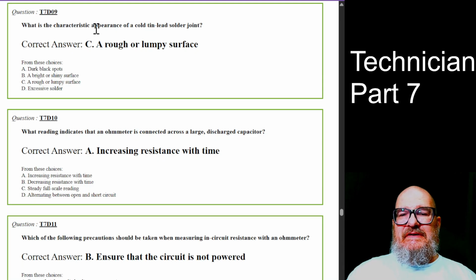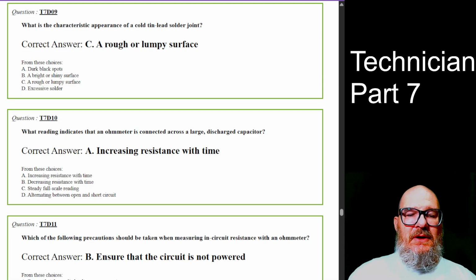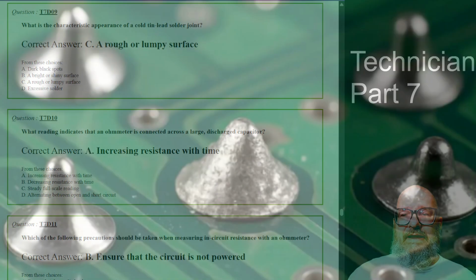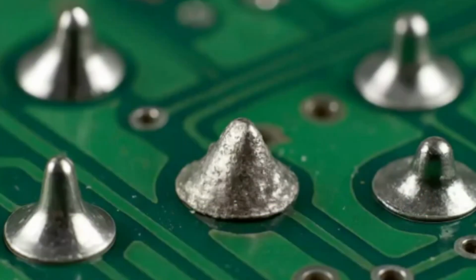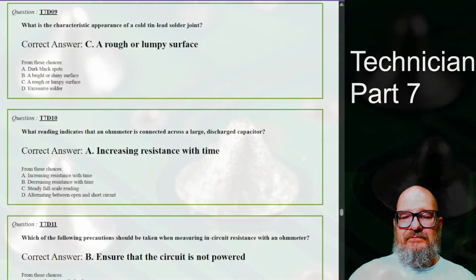What is the characteristic appearance of a cold tin lead solder joint? And that is a rough or lumpy surface. So I have one right here for you. The one right there in the middle is rough, lumpy, and kind of grayish looking, whereas the rest of them are nice and shiny. Nice and shiny with a pyramid shape is definitely what you want.